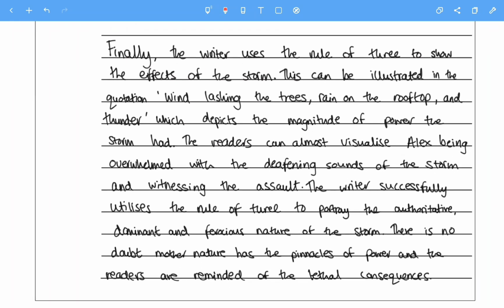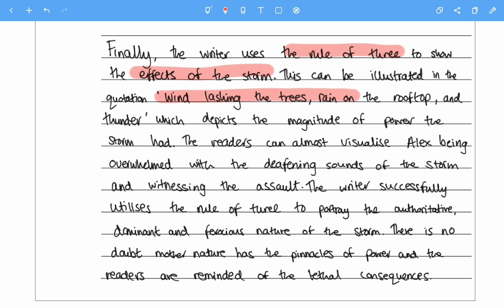And finally, the writer uses the rule of three, so this is again another language technique, to show the effects of the storm. Notice how I start each paragraph. Now, make sure you use a supporting quote to answer the question. This can be illustrated in the quotation wind lashing the trees, rain on the rooftop, and thunder, which depicts the magnitude of power the storm had. So look at the list of three, or the rule of three, how impactful this is.